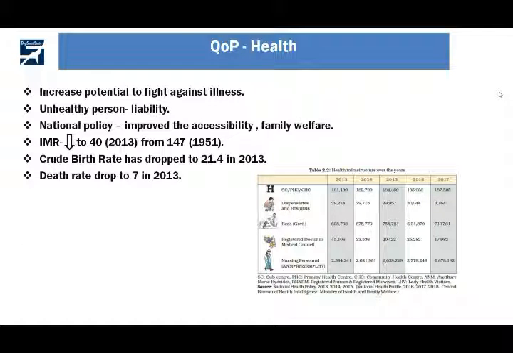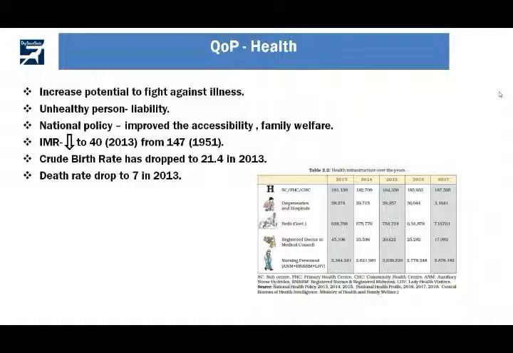Quality of population, health. Health helps us to realize our potential to fight against illness and also helps us to achieve the sustainable development goals. An unhealthy person can become a liability of an organization and also a liability of the nation. Our national policy aims to improve the accessibility of healthcare, family welfare, and nutritional services that will reach the maximum population of our country.